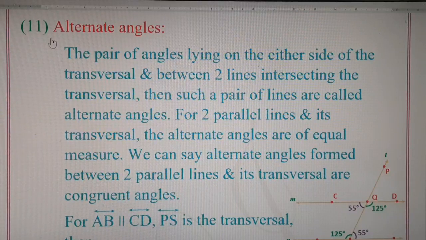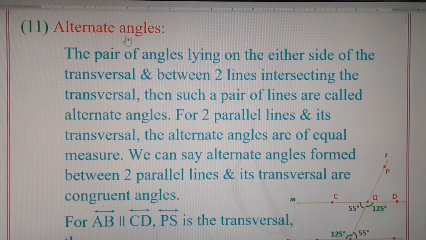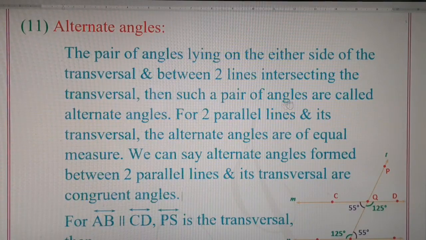Let's go to the next type of pair of angles. Number 11, alternate angles. Alternate angles are shown in this diagram. Let's find out which are alternate angles. The pair of angles lying on either side of the transversal and between two lines intersecting the transversal are called alternate angles.